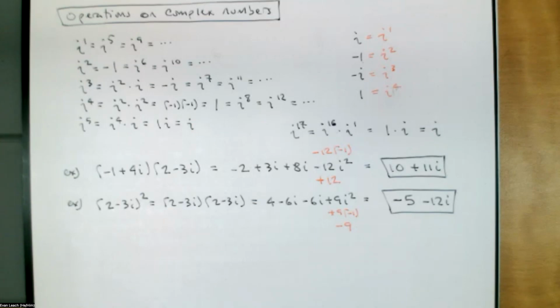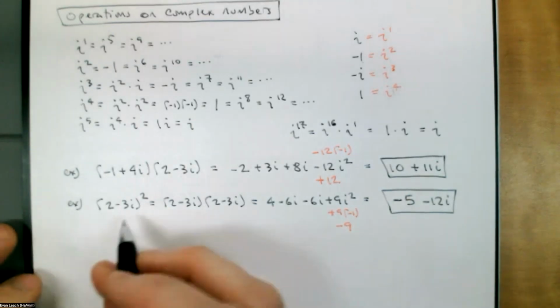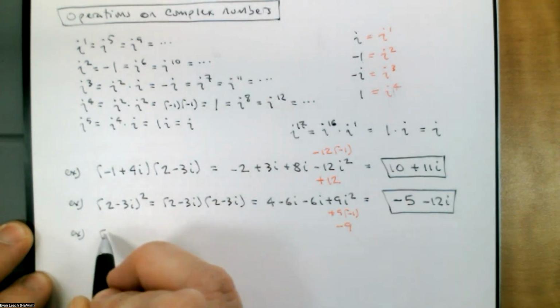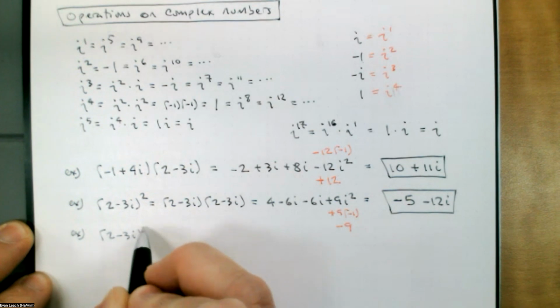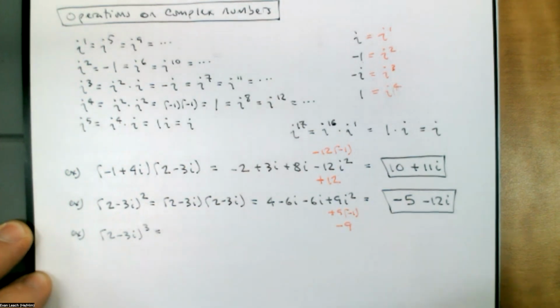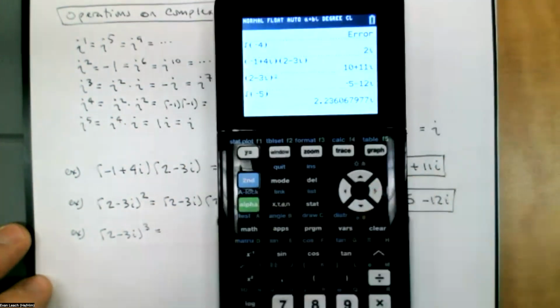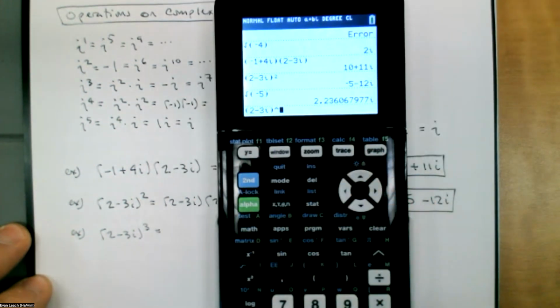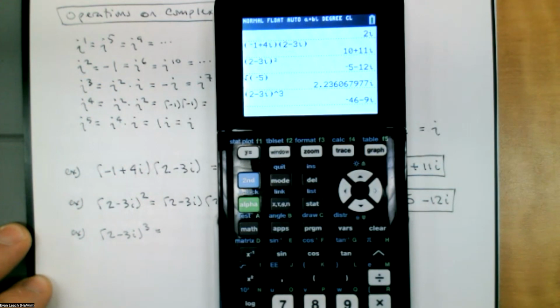Is that okay? I just squared things here, but we can also, now that we have calculators, and I don't have to do as much polynomial stuff, if I did 2 minus 3i cubed, I get -46 minus 9i.